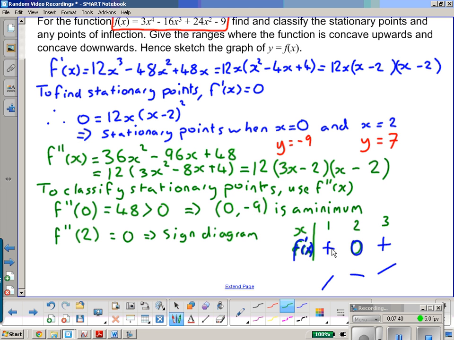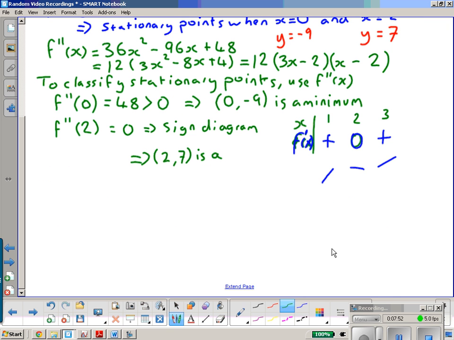So that implies that 2, 7 is a stationary point of inflection. Let's get a bit of extra page here so we can fit this on. That squeezes in.